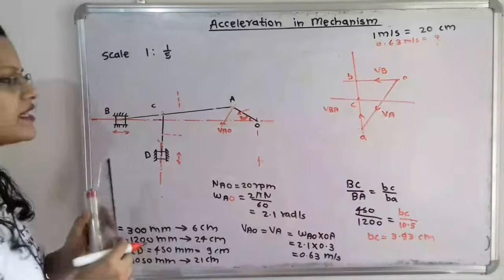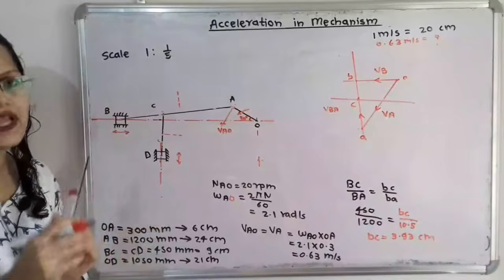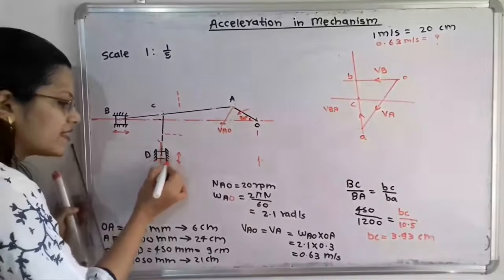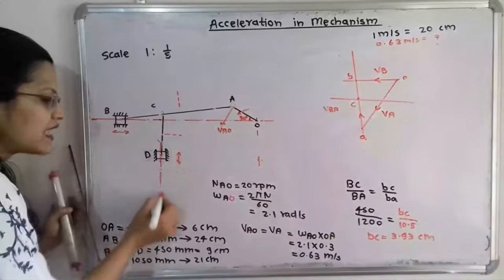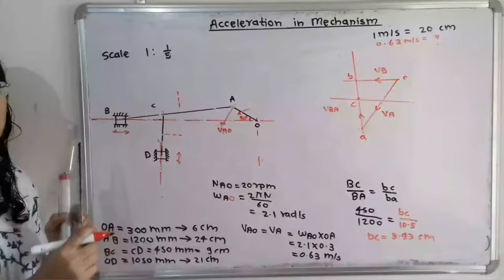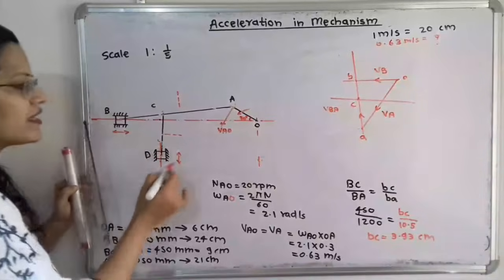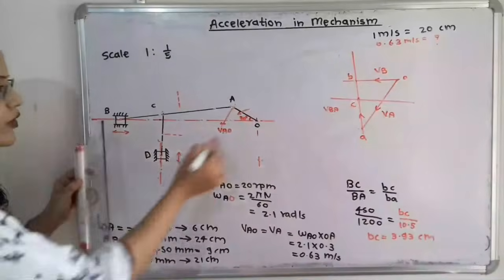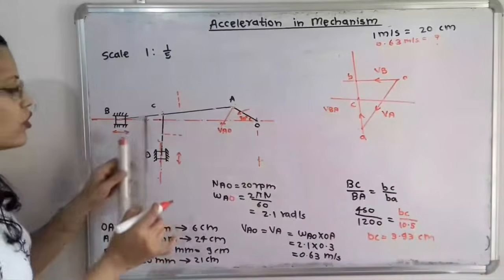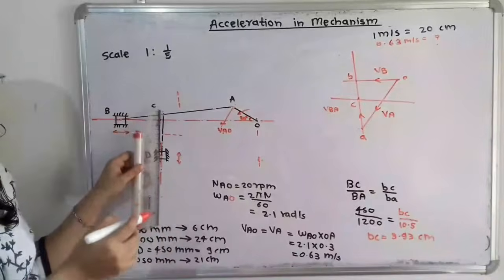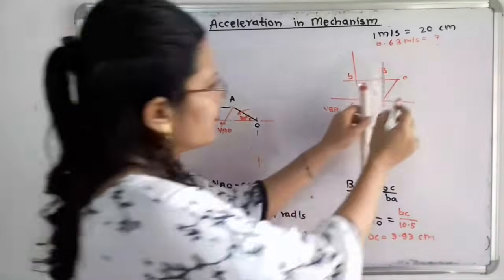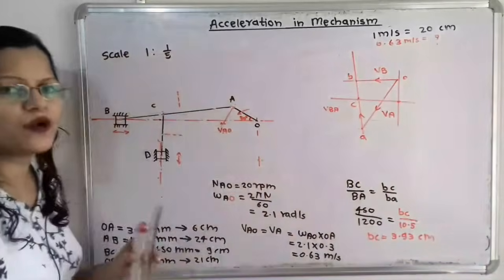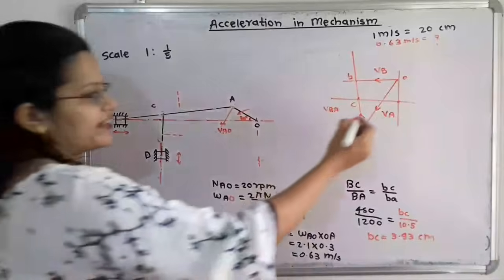Now we don't know the exact location of the point D. But here it is given that at point D there is a slider, and the slider is having motion along the vertical line. This motion along the vertical line is always the motion with respect to a fixed point. So here is the fixed point O. I will draw one vertical line passing through the point O. And here is the point of intersection, and this point of intersection is nothing but the point D.